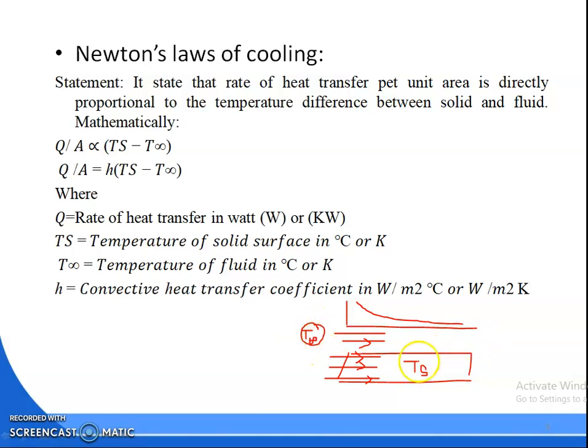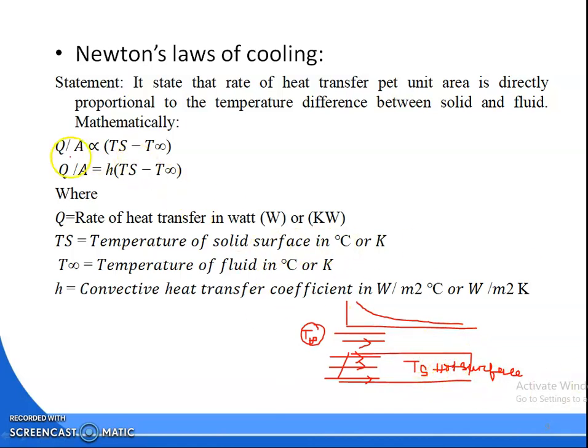Why? Because it will carry the heat from the hot surface. Suppose the solid surface is your hot surface. So air will carry the heat from the hot surface and become hotter. The air will be heated and the temperature of the solid surface will decrease.